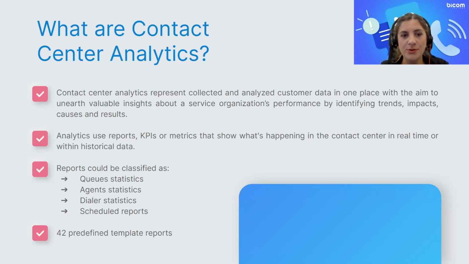Analytics usually use reports, KPIs, or metrics that show what's happening in the contact center in real time or within historical data. Currently, we have 42 predefined template reports that could be classified as queues, agents, or dialer statistics. On top of that, we also offer scheduled reports, which give our customers the possibility to schedule sending defined reports to defined email addresses in a defined period of time, for the purpose of better management.